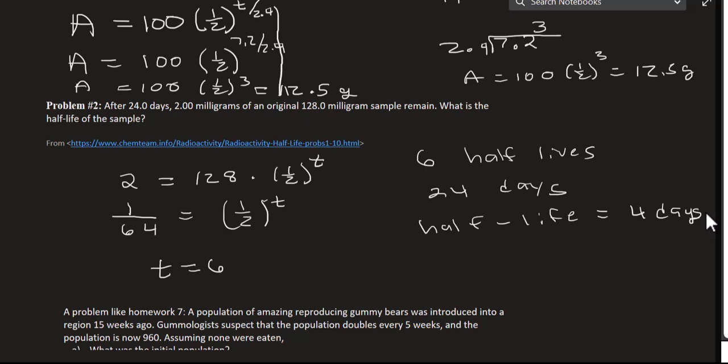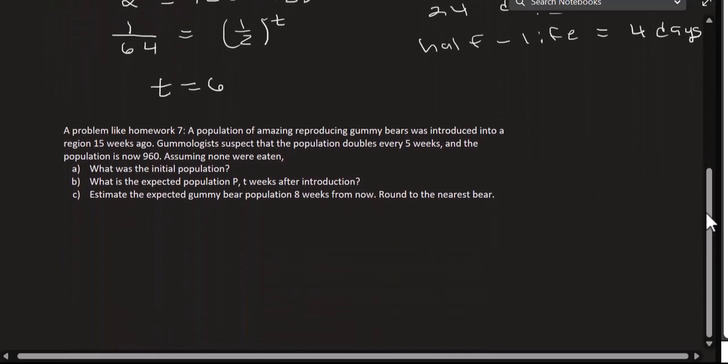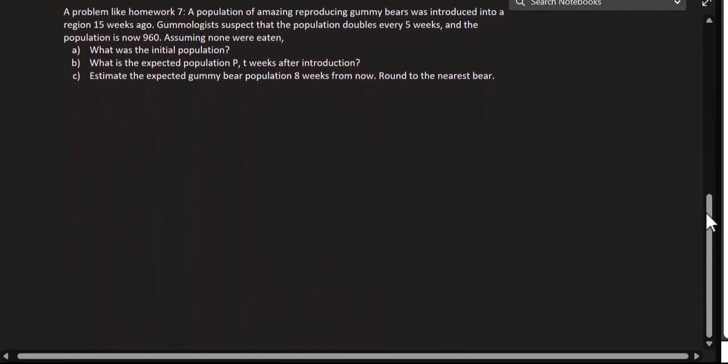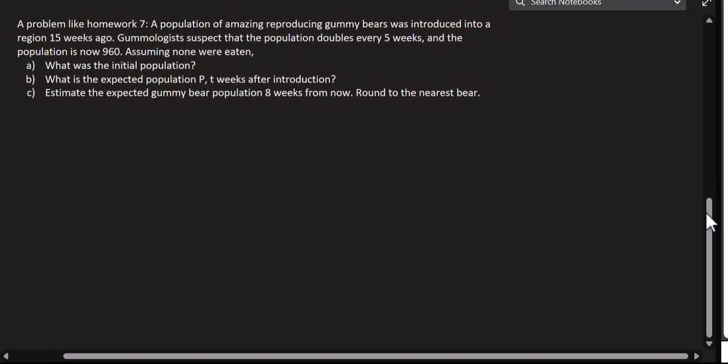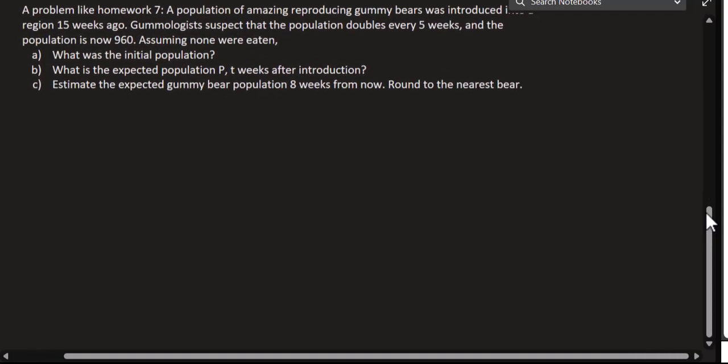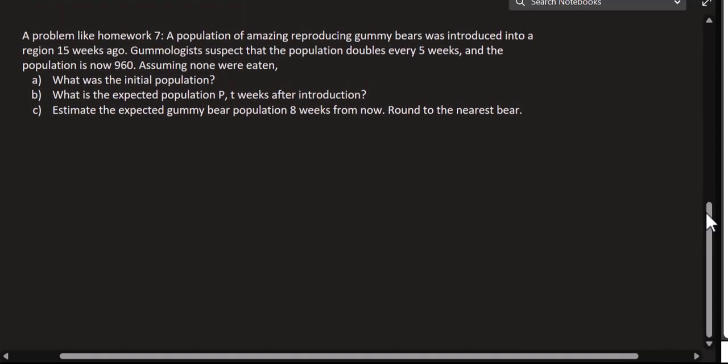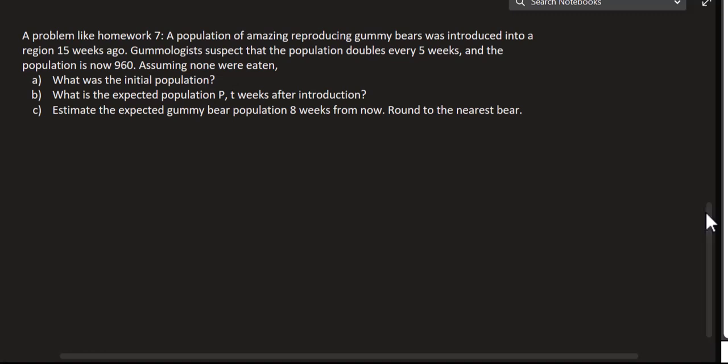Okay, now let's look at a problem that was like your homework problem number 7. A population of amazing reproducing gummy bears was introduced into a region, I guess a very sugary region, 15 weeks ago. Gumologists suspect that the population doubles every 5 weeks, and the population is now 960. Assuming none were eaten, what was the initial population?